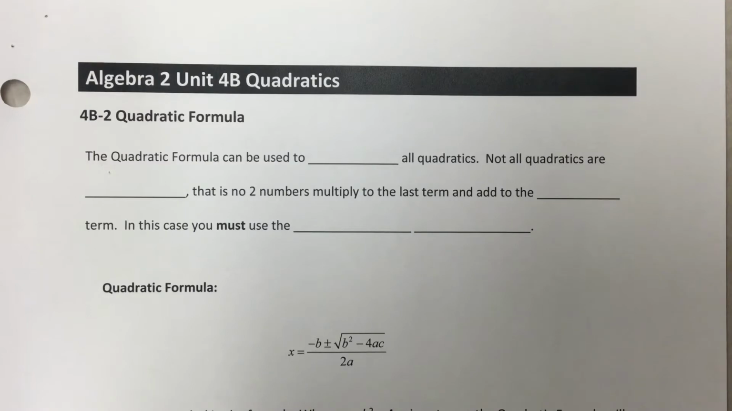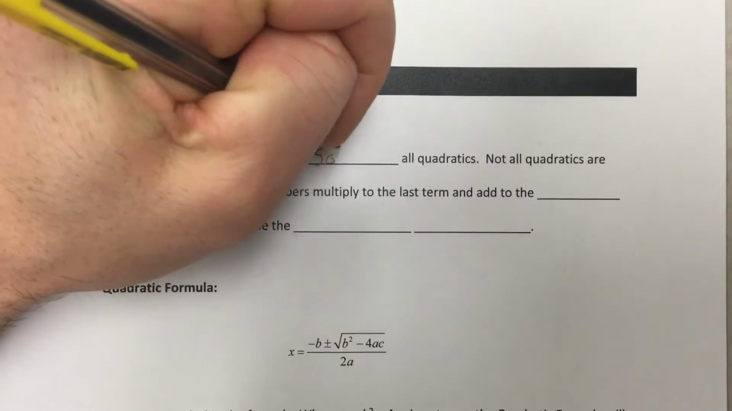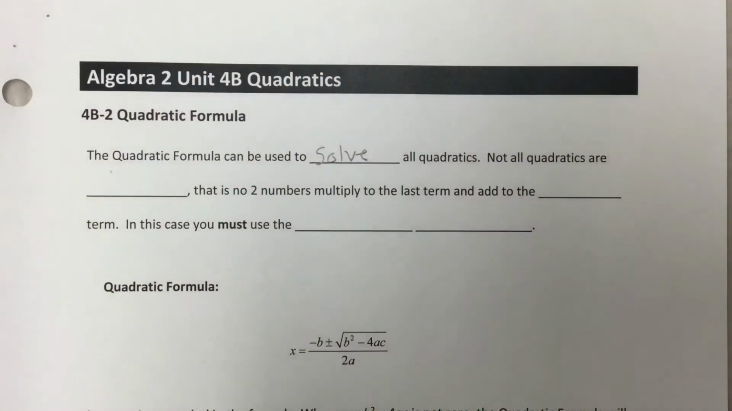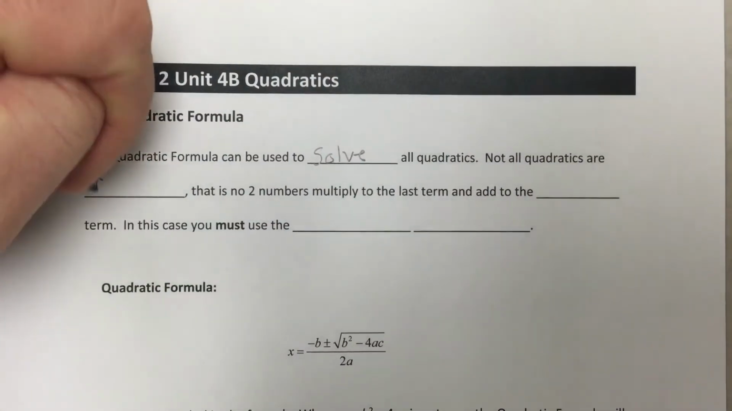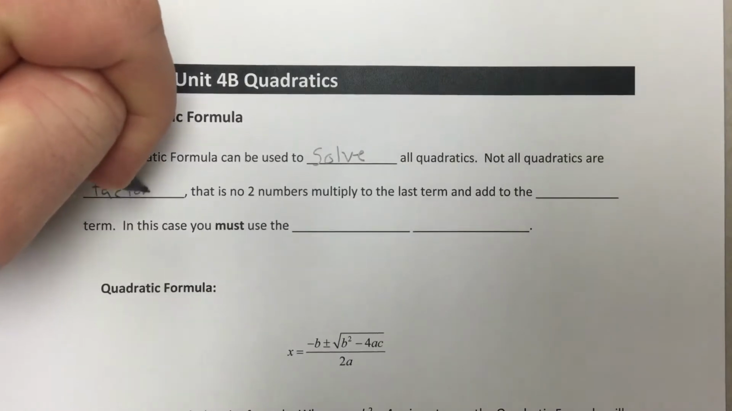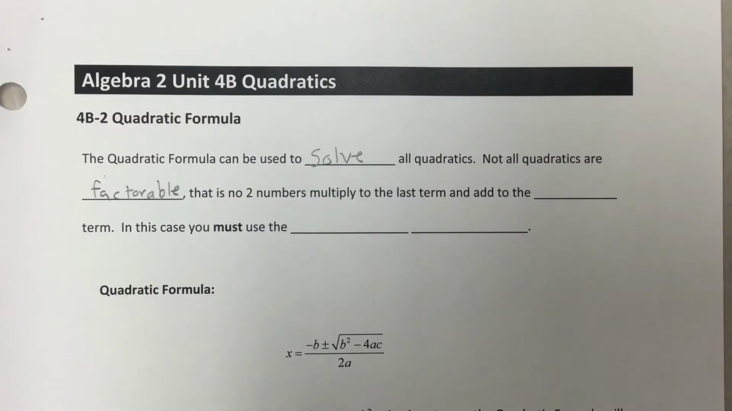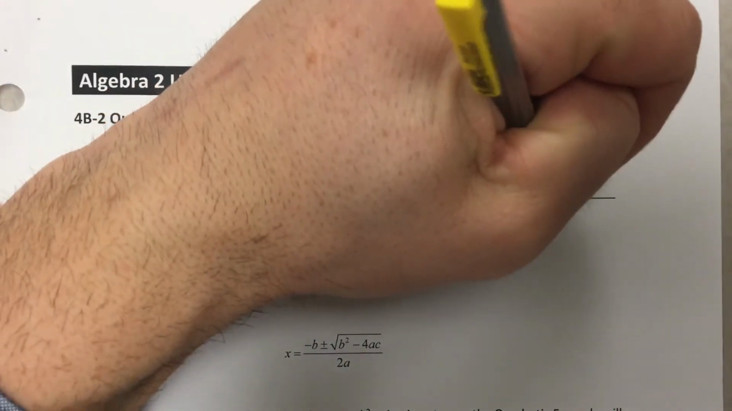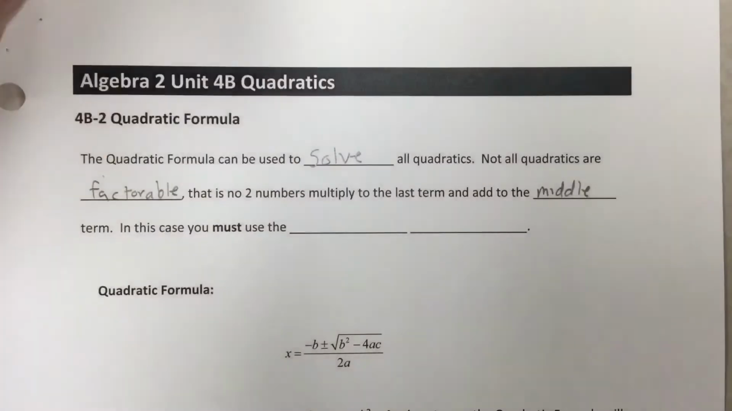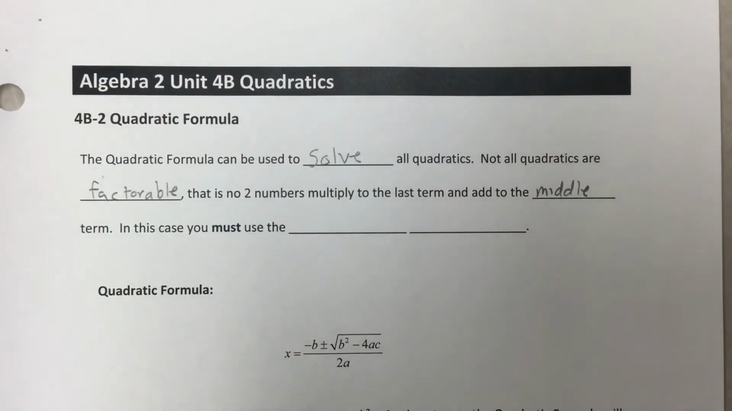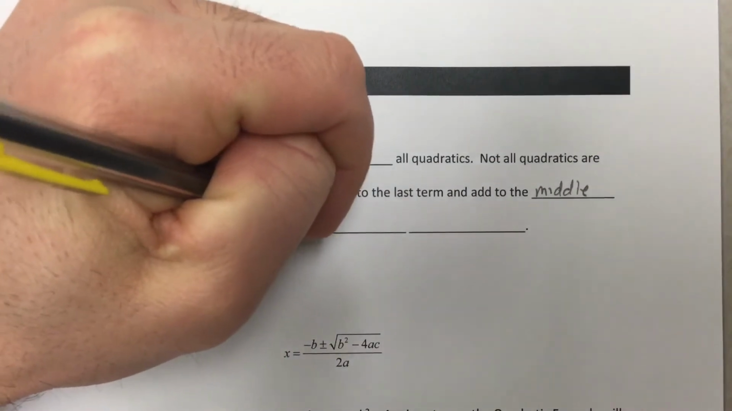So today we are continuing on with Unit 4B-2, and we're going to look at what happens when something is not factorable. How do you solve a quadratic that's not factorable? That's where we're going to use what we call the quadratic formula. The quadratic formula can be used to solve all quadratics. Not all quadratics are factorable, that is, no two numbers multiply to the last term and add to the middle term. In this case, you must use the quadratic formula.